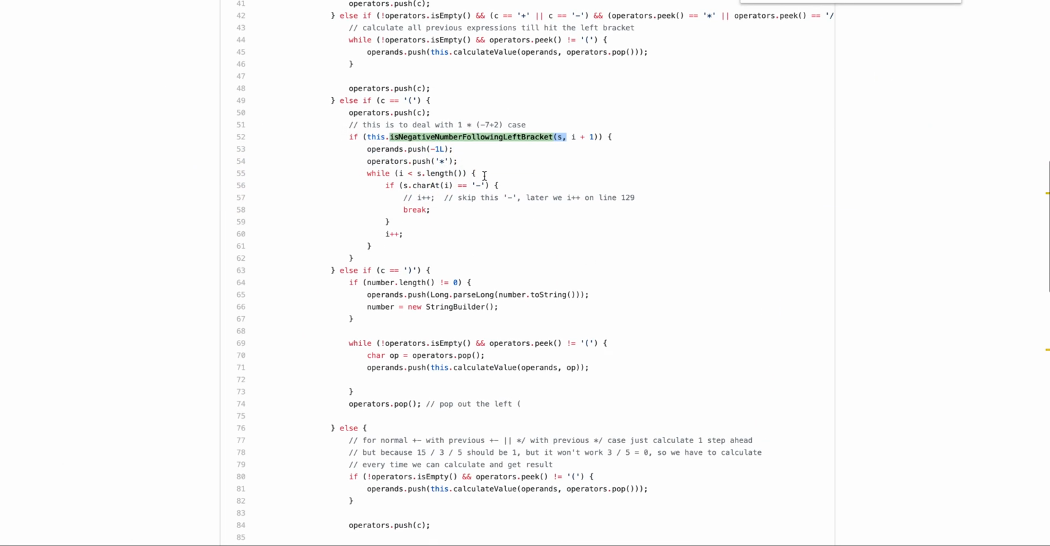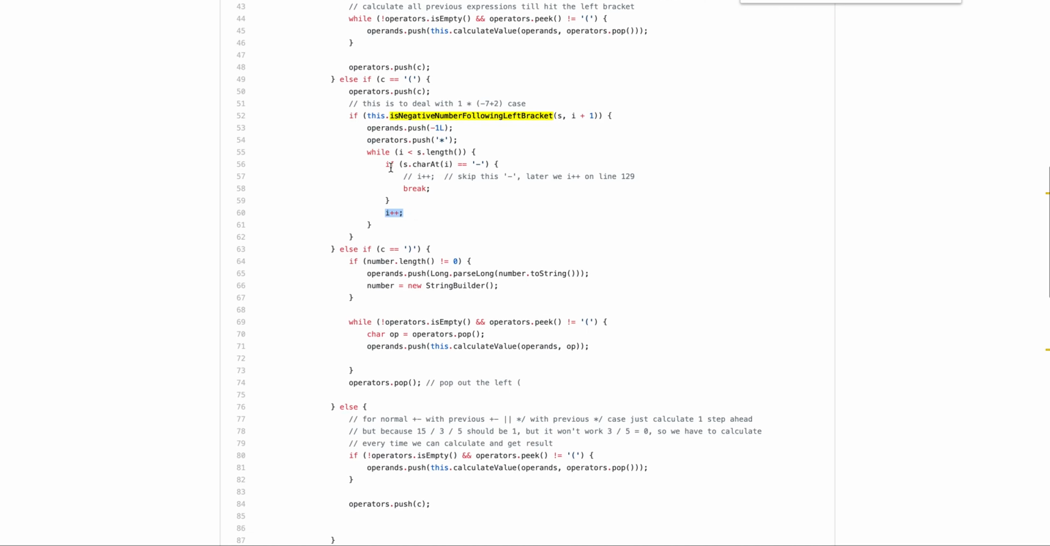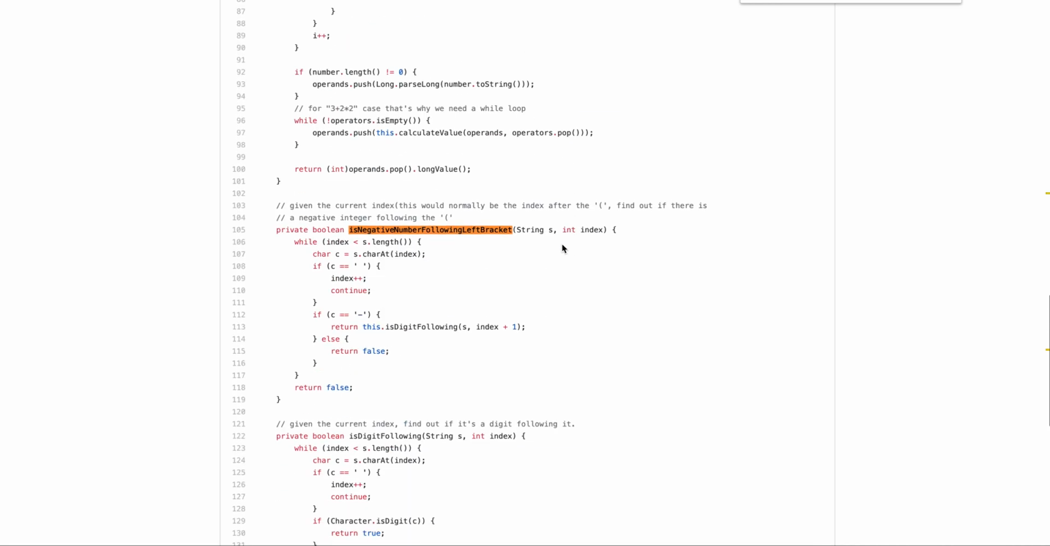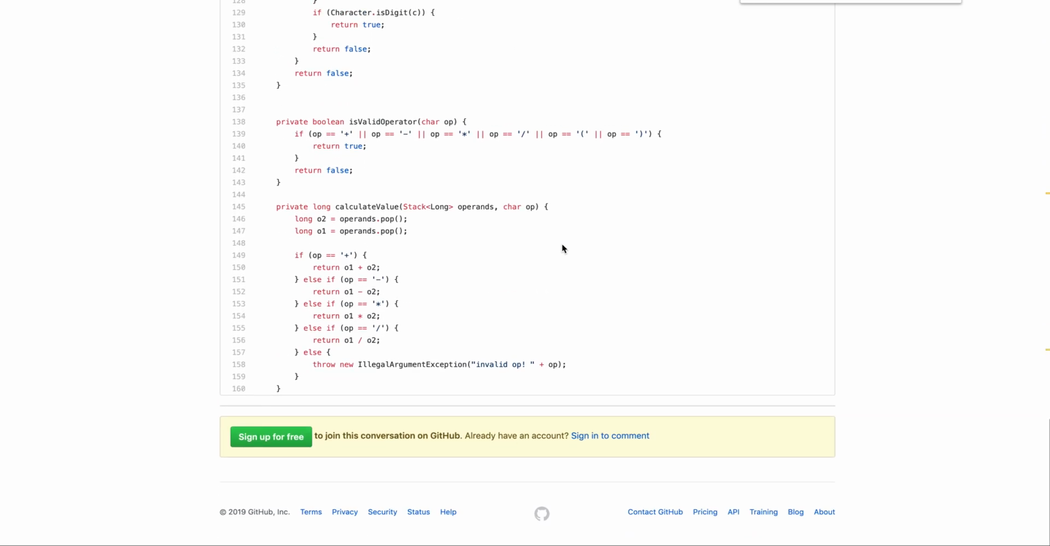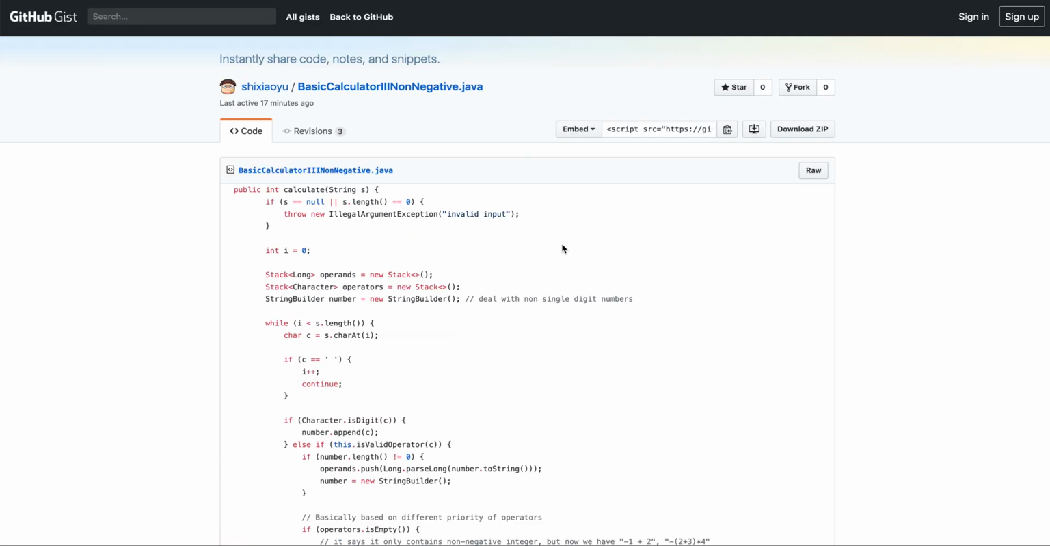So, like I did here, if I know it's a negative number, I push a minus 1, I push this, and then I just escape all the characters and continue the code. Because I'm escaping all the characters, I'm not going back or anything. So the time and the space complexity is still O of n.